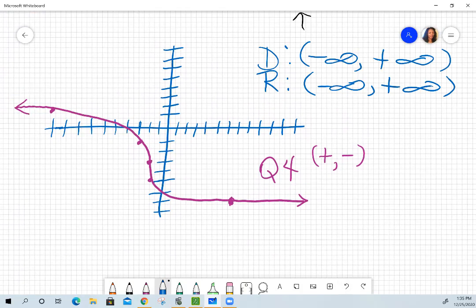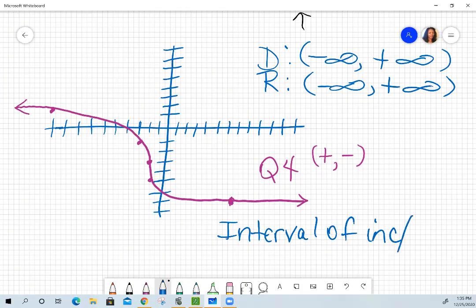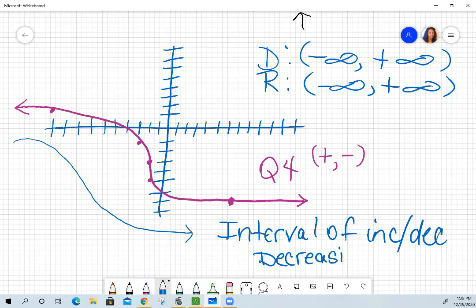And in terms of increasing or decreasing, so the interval of increase or decrease, well, what I'm doing is I'm following my graph. What's happening? It's going down, so it's decreasing. And if I want to know exactly what the points are where it's decreasing, it's going to be the exact same as my domain because, again, my interval of increase or decrease refers to my x values, and my domain refers to my x values as well. So decreasing from -infinity to +infinity.